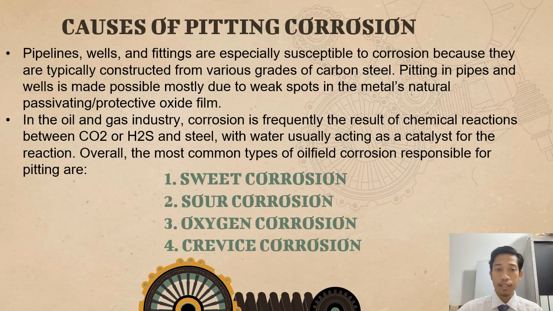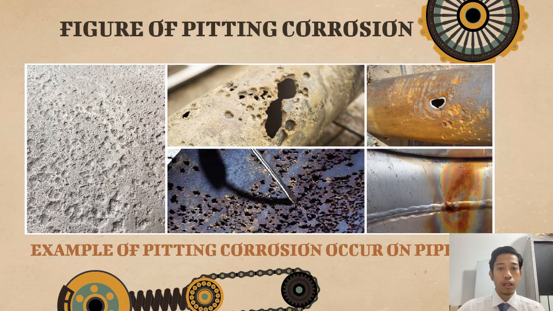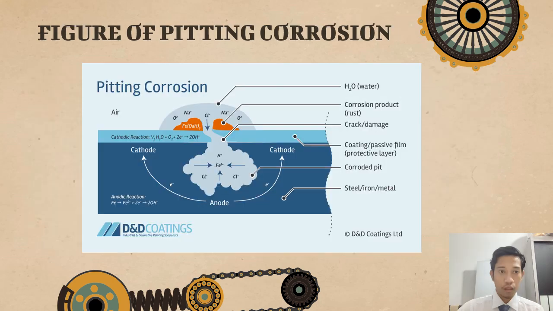Overall, the most common types of oil-field corrosion responsible for pitting are sweet corrosion, sour corrosion, oxygen corrosion, and crevice corrosion. Now, we look at the figure of pitting corrosion. This is an example of pitting corrosion that occurs in a pipeline. This figure shows how pitting corrosion happens in the pipeline.